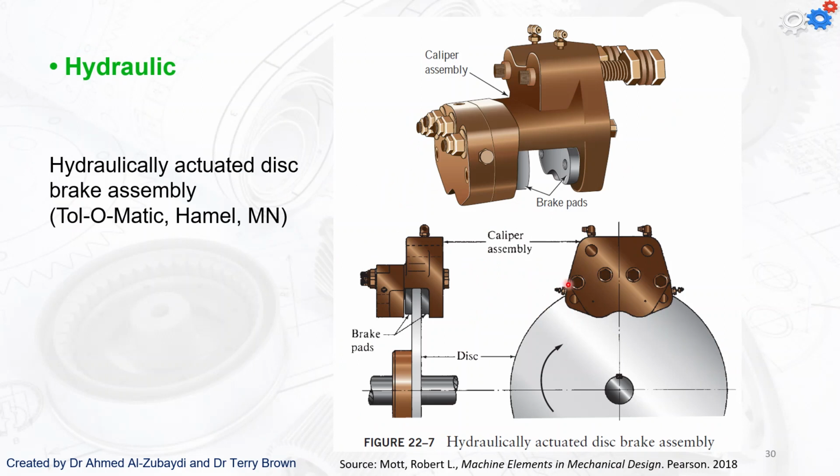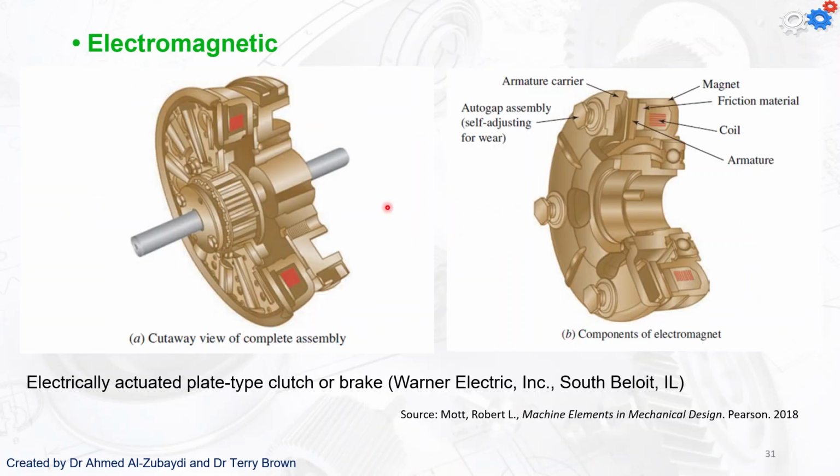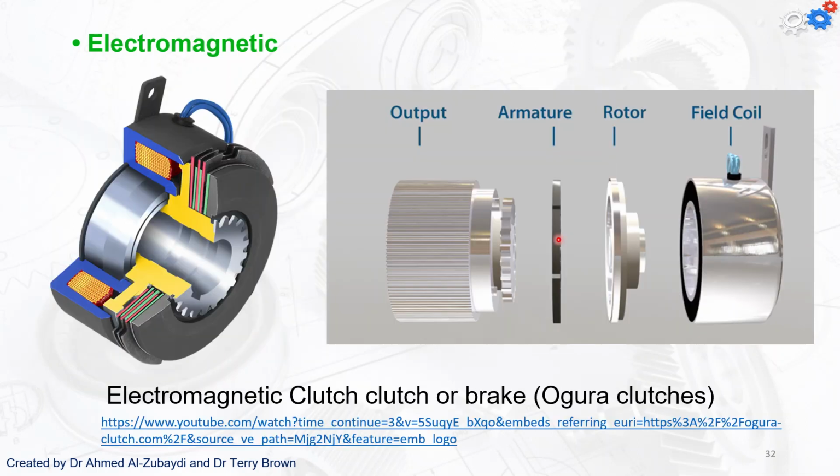Hydraulically activated, so we talked about this before. So for the caliper, disc brakes have hydraulic force or pressure that forces the brake pads together to clamp on the disc. Electromagnetic, so you can use electromagnetic fields to achieve the same thing. We're not going to spend any time doing that, it's just there for completeness.